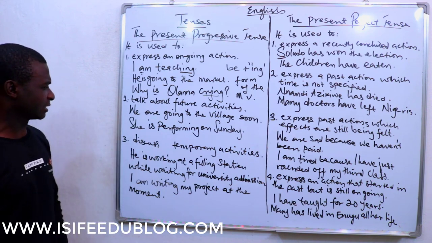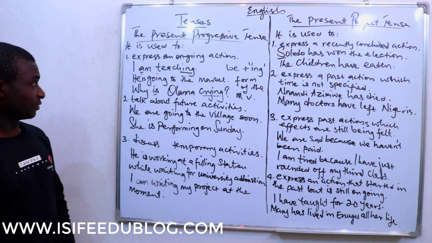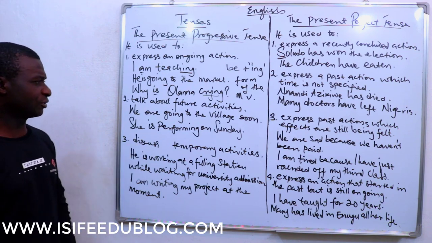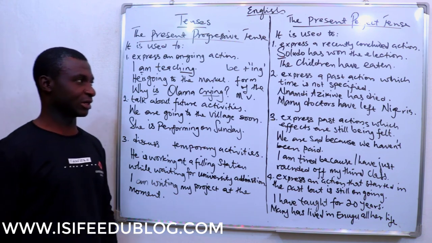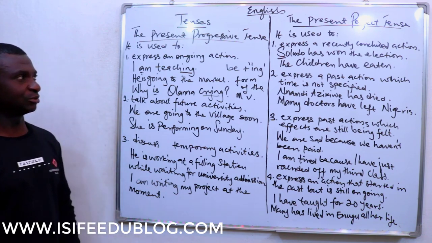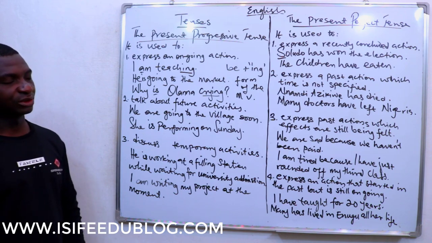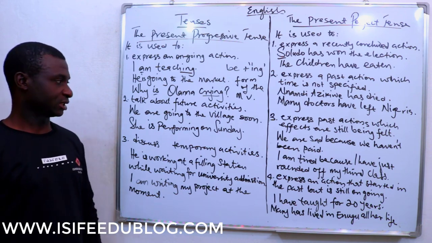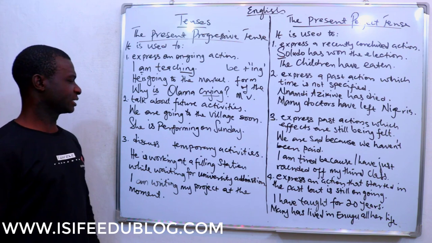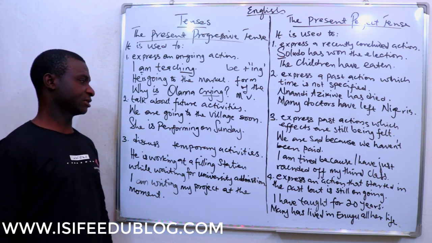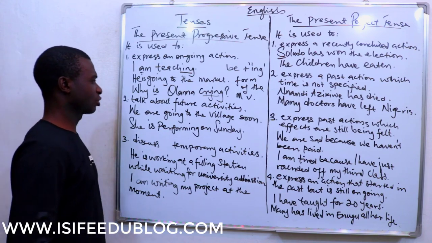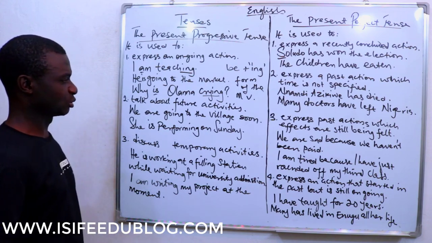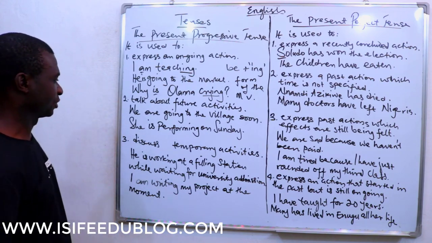So let's look at the second way we use it. We use it to talk about future activities. Of course, we had talked about that using the simple present tense. Even in the present continuous tense, we also have that function of talking about what is planned to take place in the future.